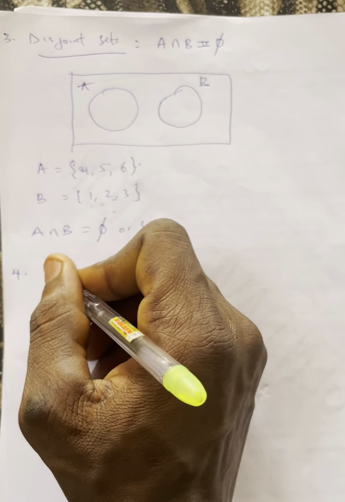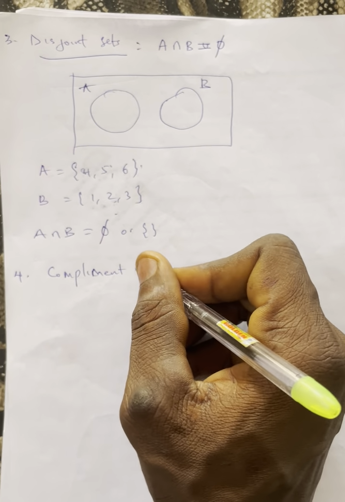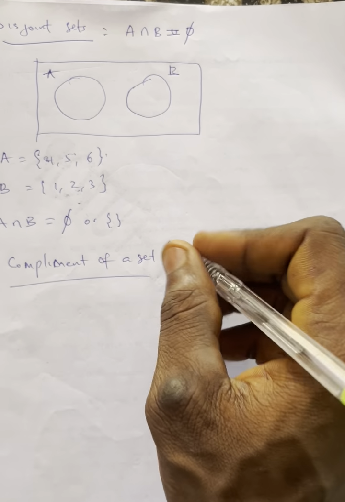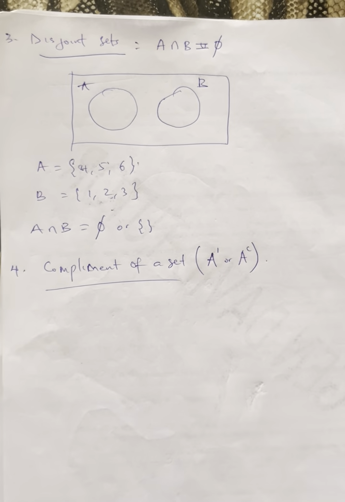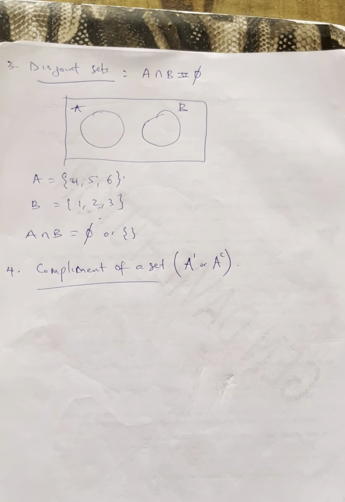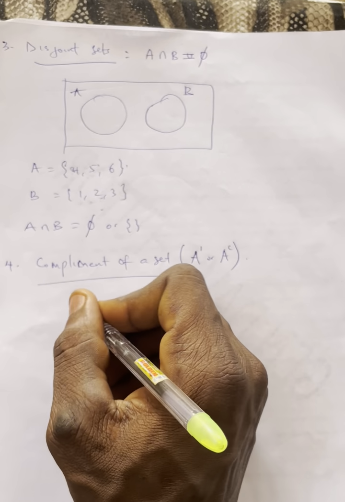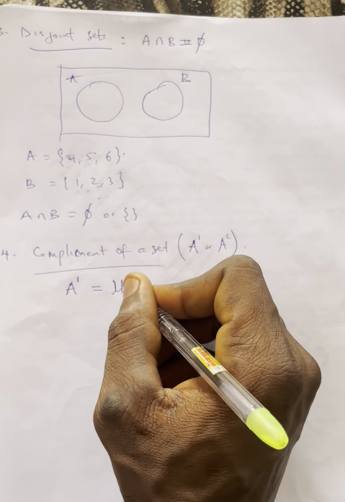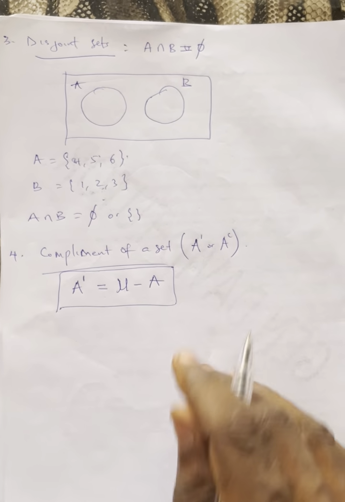Now the next one is the complement of a set. Now the complement of a set is like this. If you are using A, A complement is written like this, or you have it like this. Now the complement of a set is the universal set minus the set. What do you mean by that? If you are saying A complement, we can say A prime. That's equal to the universal set minus A. This is the formula for the complement of a set.